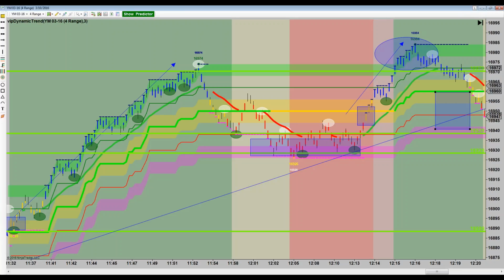Now, can you make money with 50-50 odds? If you're good and you can manage trailing targets and stops, you can in fact make money at 50-50. However, wouldn't it be much better to have an edge?